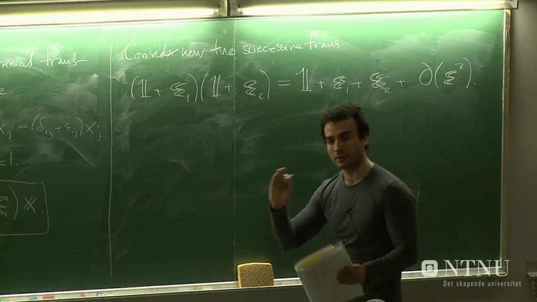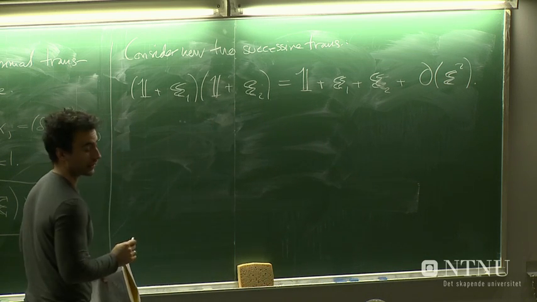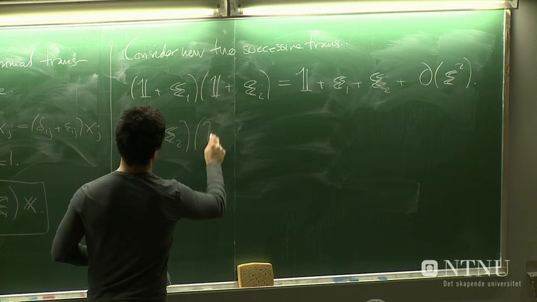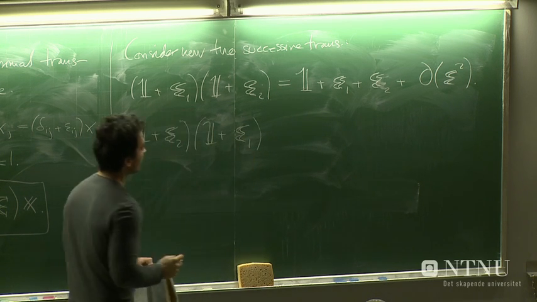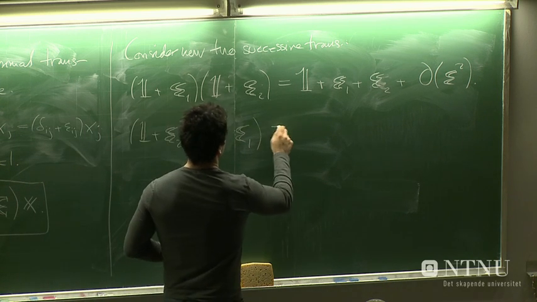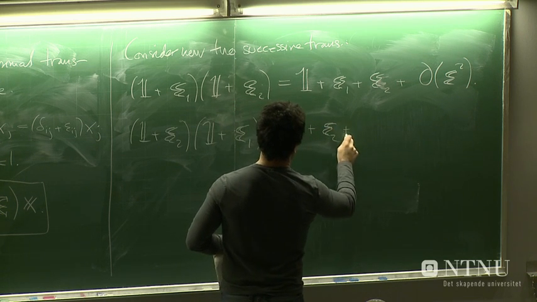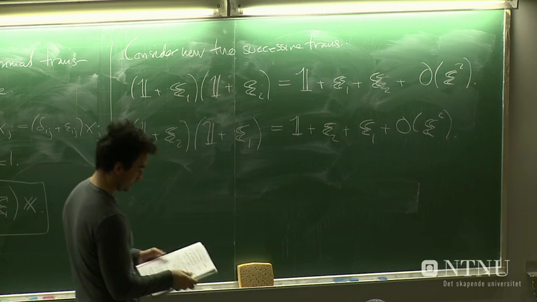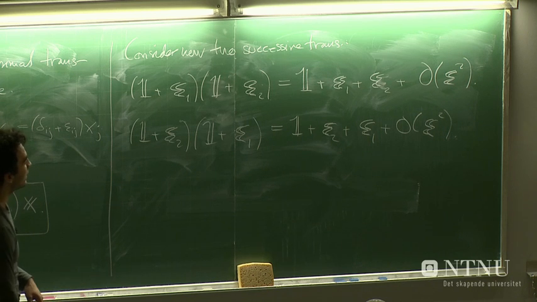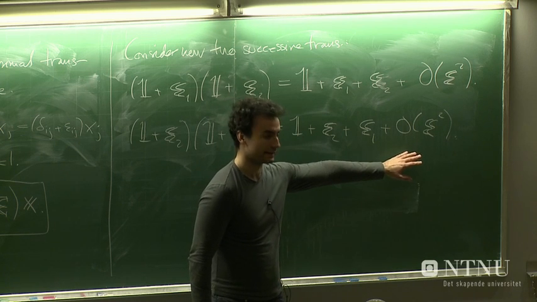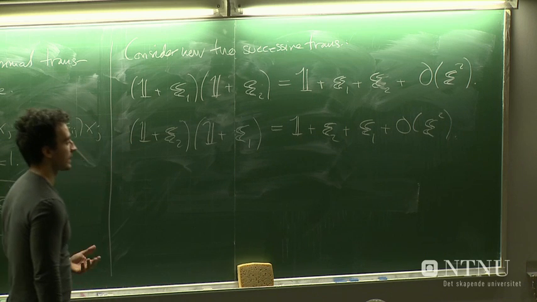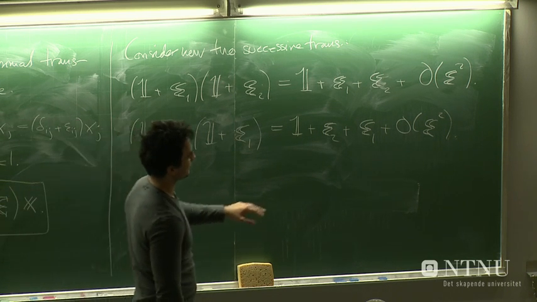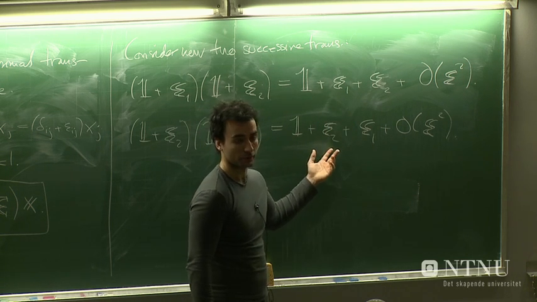Okay, so let's now try to interchange the order of the transformations. Like this. So you see that as long as we neglect these second order terms in epsilon, these two operations are the same. Because epsilon 1 plus epsilon 2 is equal to epsilon 2 plus epsilon 1.